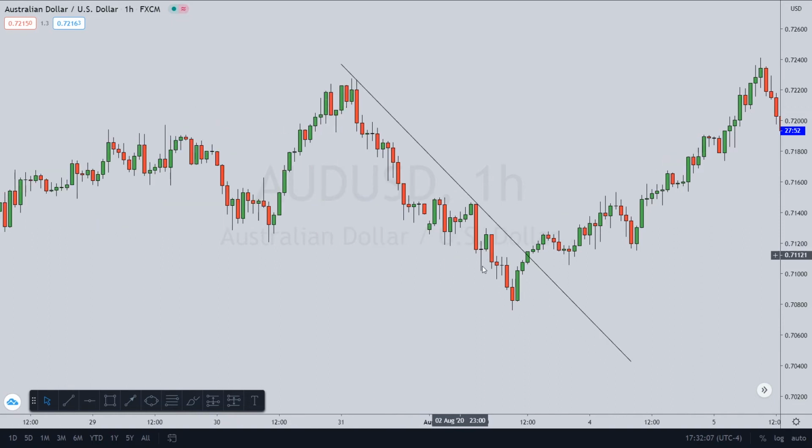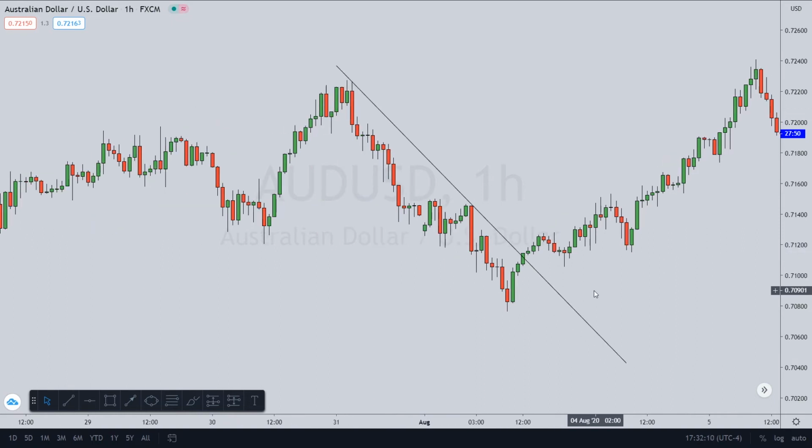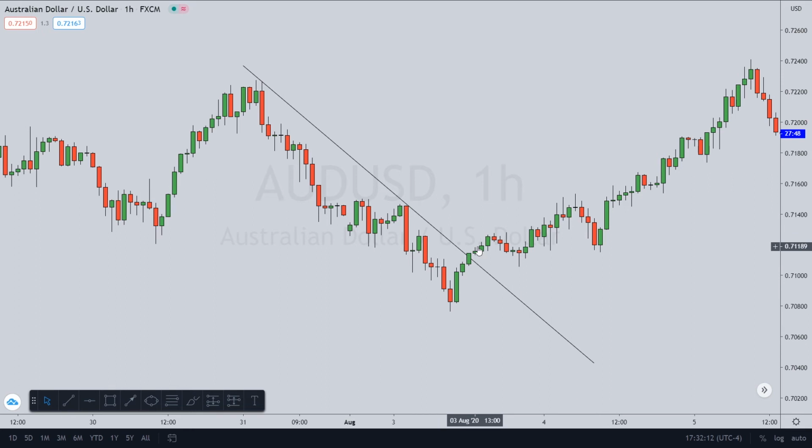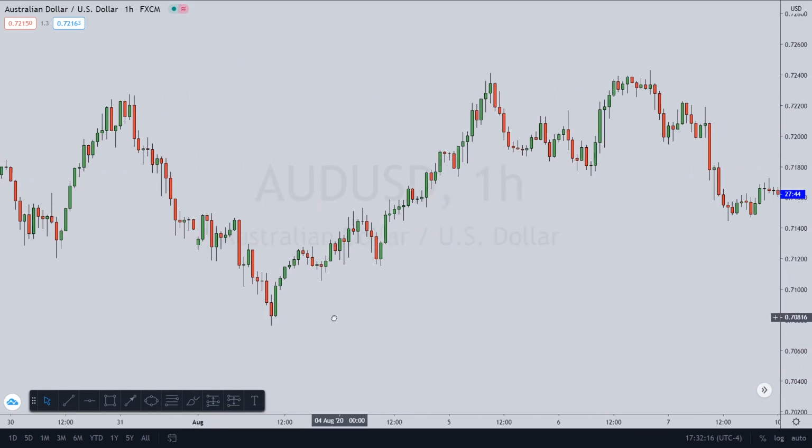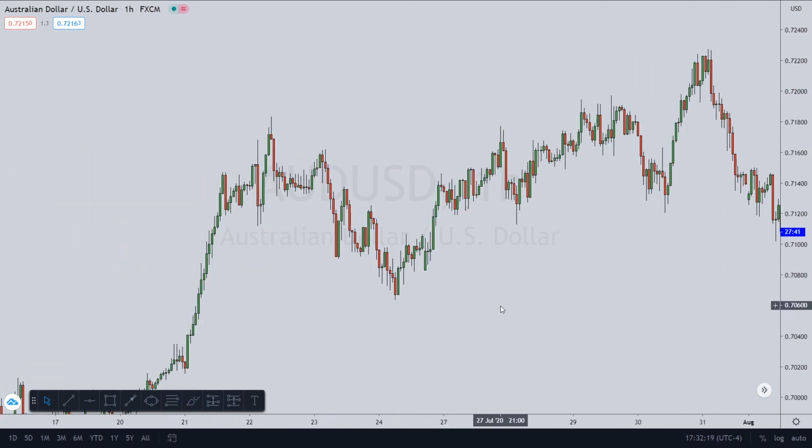Okay, because the market's going to do whatever the market wants to do regardless of how you feel about it or what you think is going to happen. So let's go ahead and look for an example on the opposite end of the spectrum. Let's go ahead and look for an uptrend.